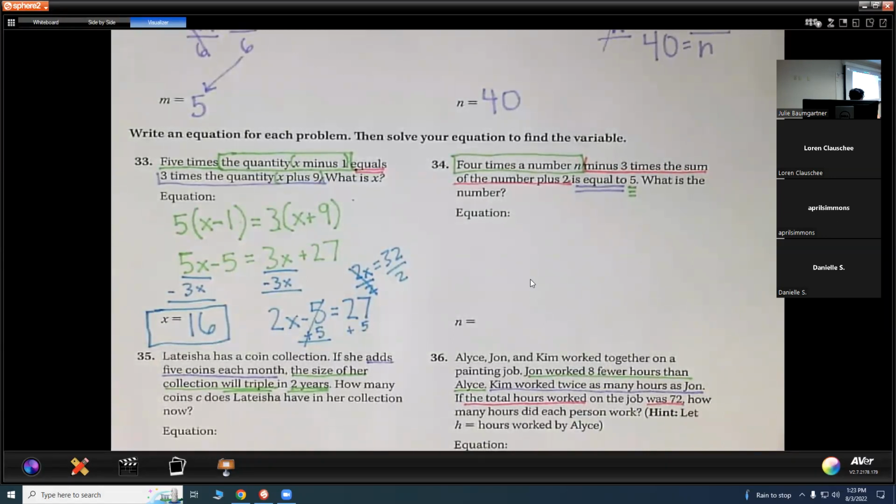Do you guys want to try 34 now that you have this model to look at, or do you think you got 34?